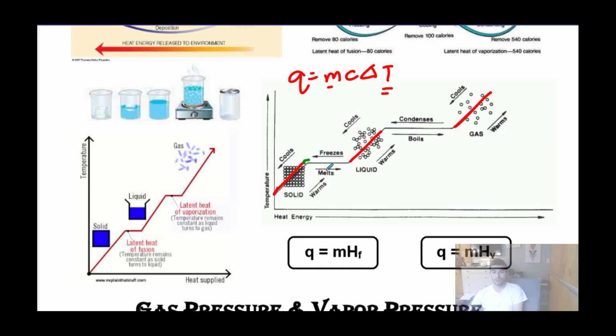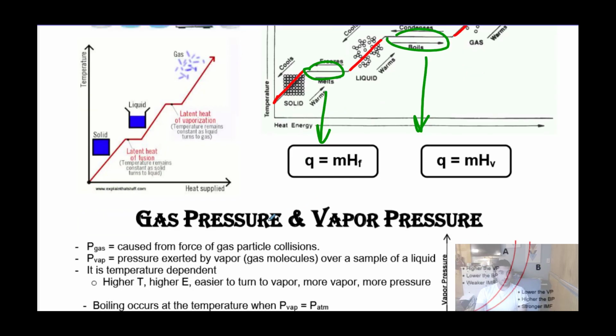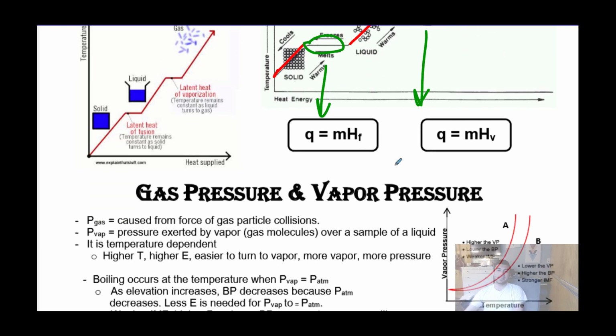In these regions of the graph where temperature is not changing, this formula would be irrelevant to us because there is no change in temperature. We use these two formulas for those areas of the graph: Q = mHf and Q = mHv. It's similar, the only difference is there's no change in temperature, and Hf is the heat of fusion.